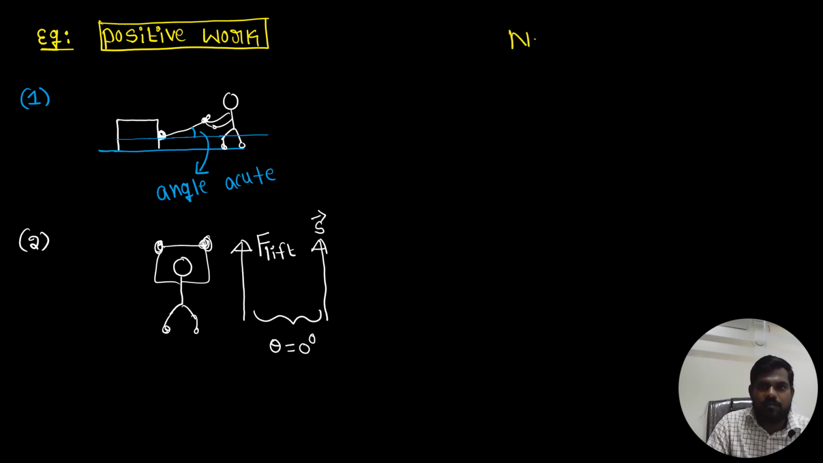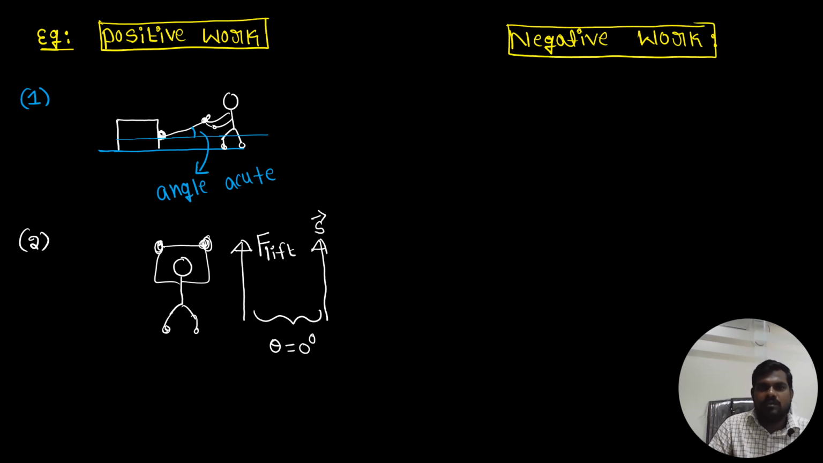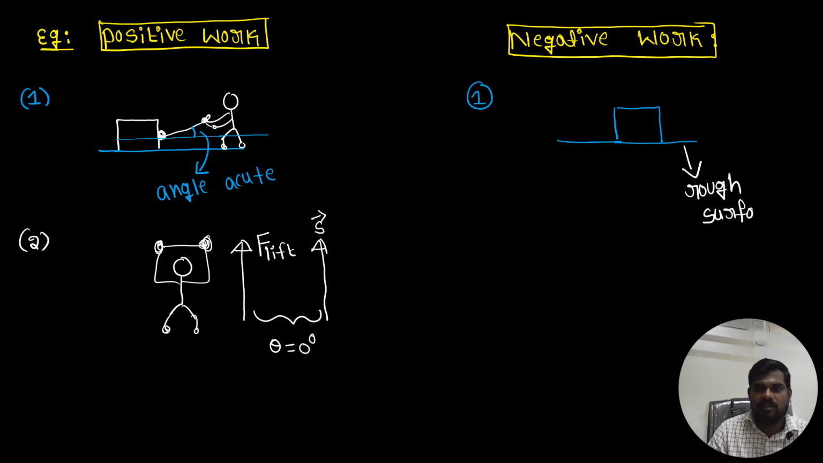Similarly, I will take negative work also. First example I am taking here: again I took one horizontal surface, and on the horizontal surface I took one block. Maybe this is a rough surface. Rough surface means friction is happening in this case.